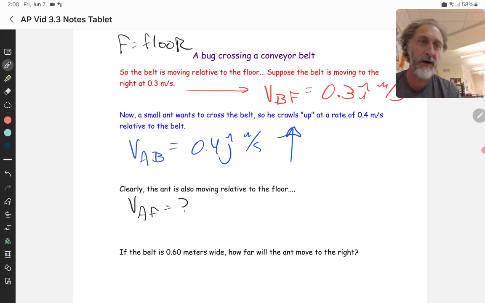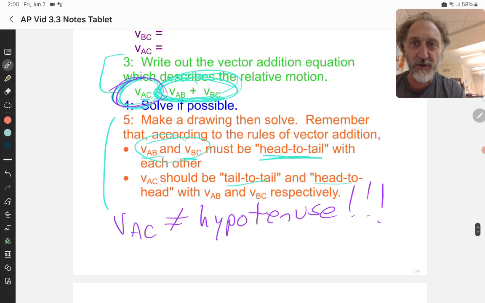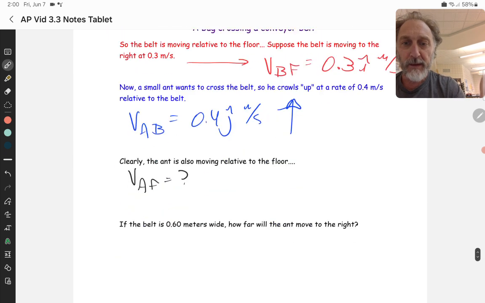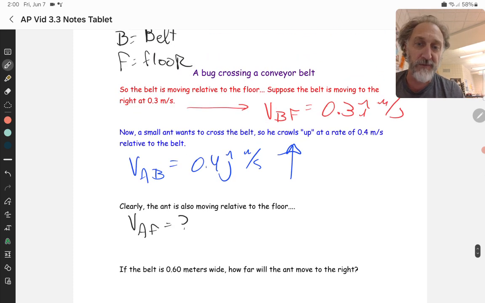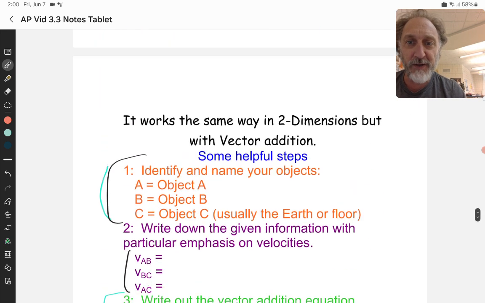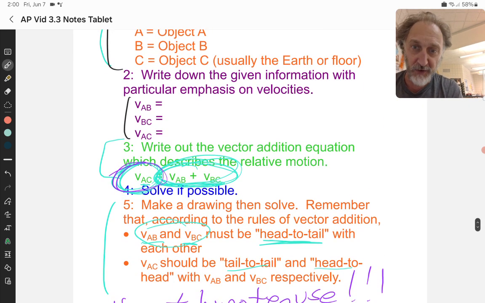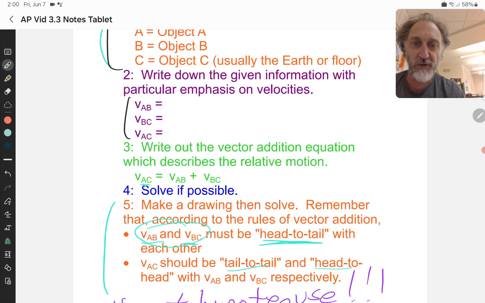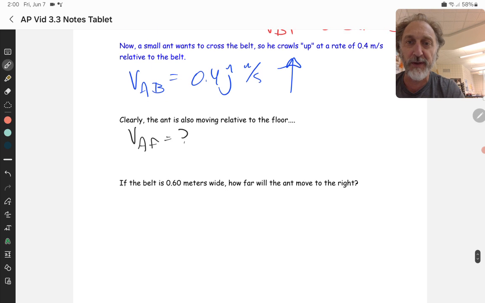All right, so let's go back to our little recipe here. I already identified and named my objects. I wrote down 2 of my 3, but the third one is the one I'm looking for. So now my next step is going to be to write down this equation. This is huge. So I'm on step 3. Let's write down the equation.